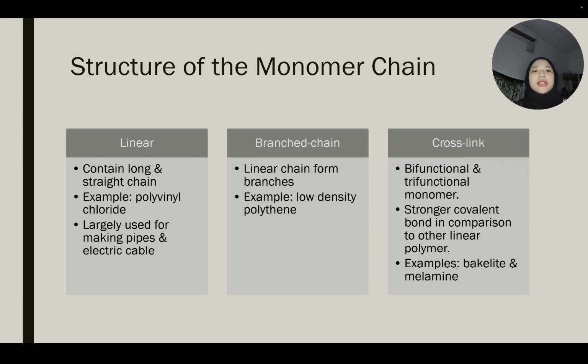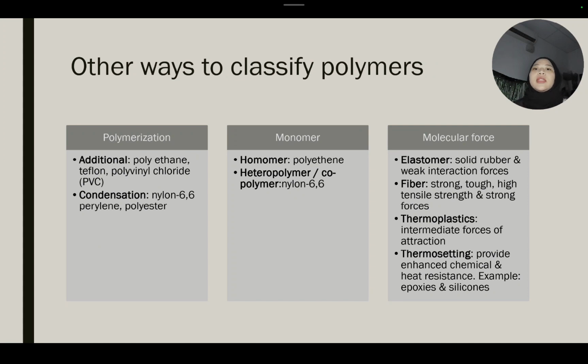The last one is cross-link, which is made of bifunctional and trifunctional monomers, with stronger covalent bonds in comparison to other linear polymers. For example, bakelite and melamine. Other ways to classify polymers are polymerization, monomer, and molecular force.